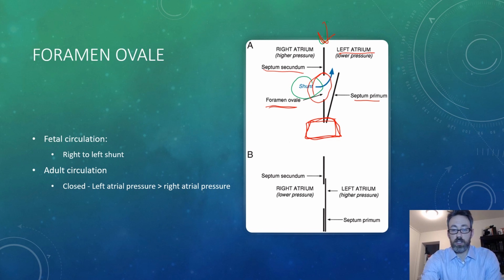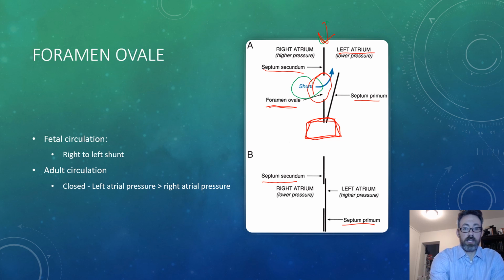Now this B is just showing you here the septum secundum and the primum. If it were to close, you see how the left atrium and the right atrium are closed off from each other because the trap door shuts. But if blood is moving, it would open up. So it acts like a trap door.